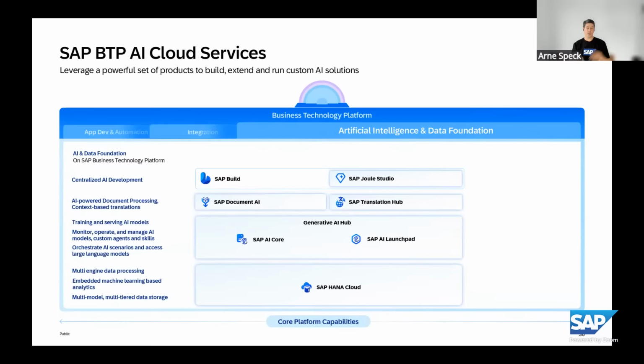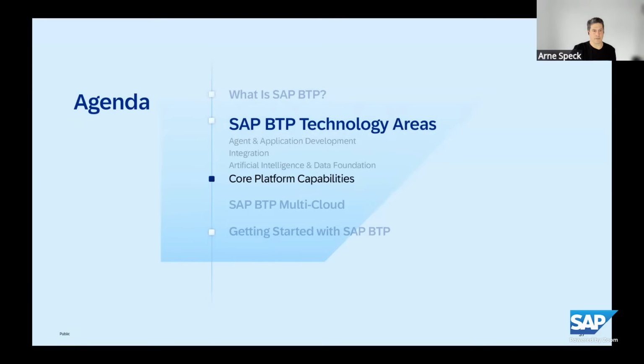Also here, a short look on how this is delivered. We were talking about Build being the solution to provide the development tools, specifically here, the Joule Studio for agents and skills for Joule, and the specific AI capabilities with SAP HANA then underneath.